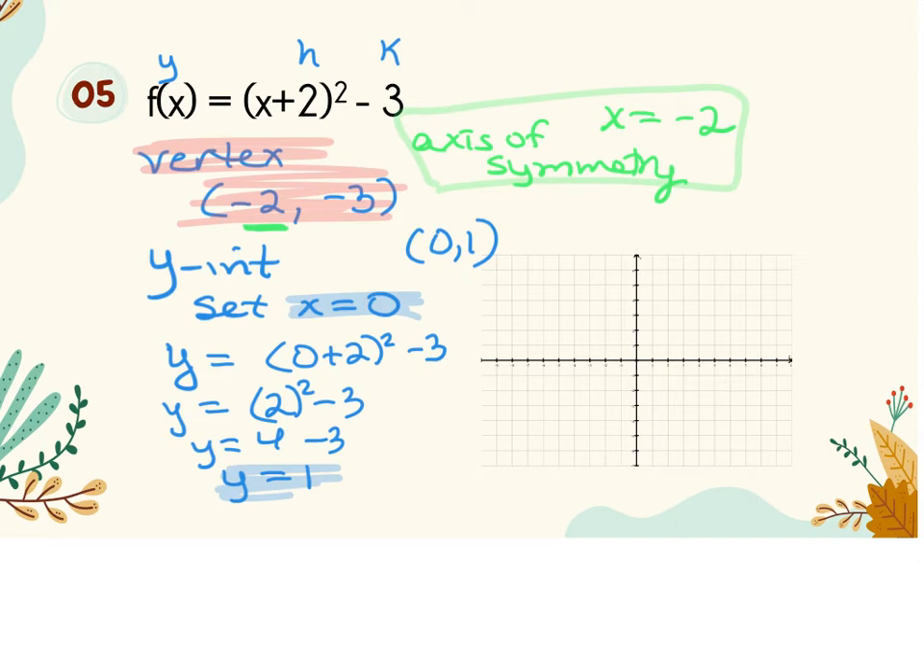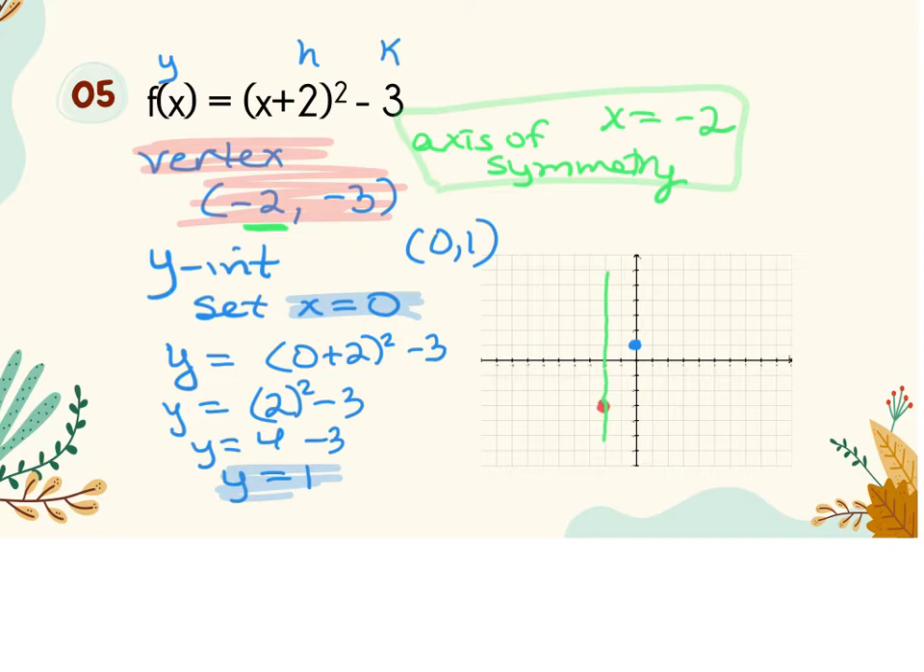So let's graph the vertex. It's the ordered pair (-2, -3). So I'm going to come over here to -2, -3, and put a point. Next, I'm going to graph my y-intercept, which is the ordered pair (0, 1). I'm also going to put in my axis of symmetry, which is this vertical line that goes through that red vertex.